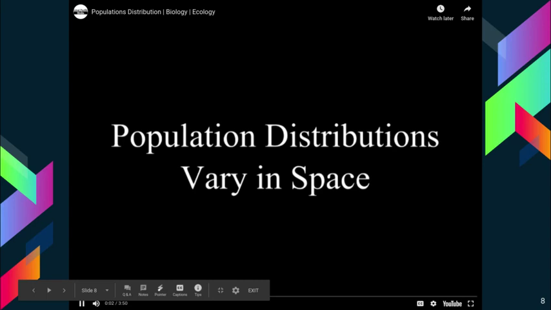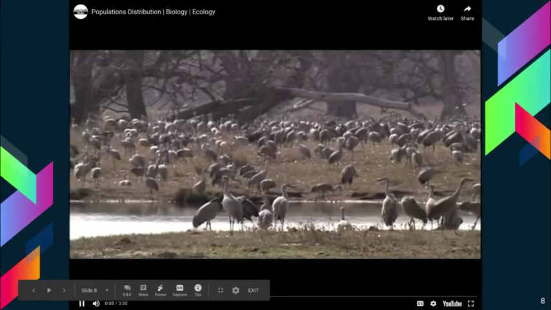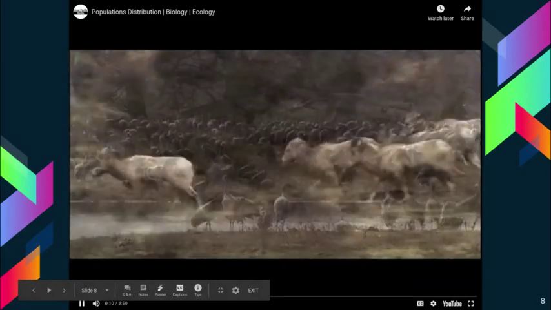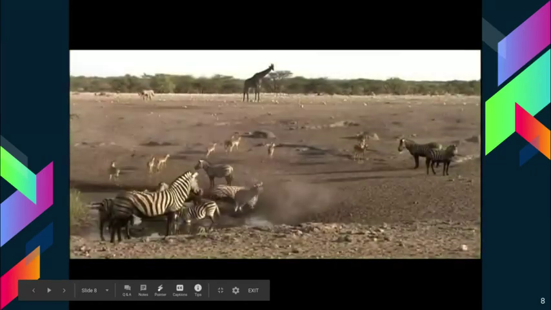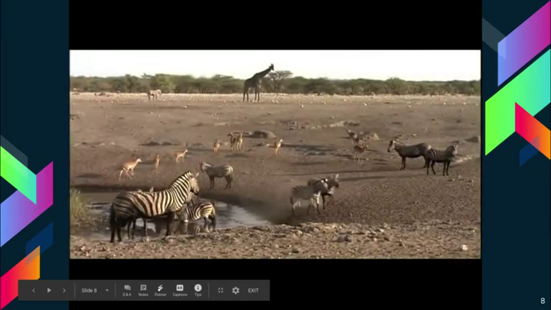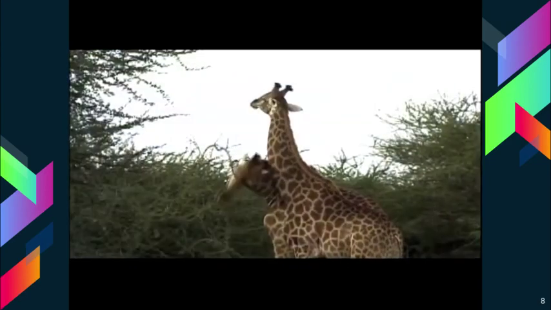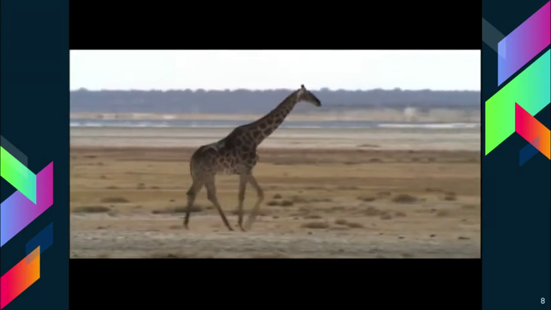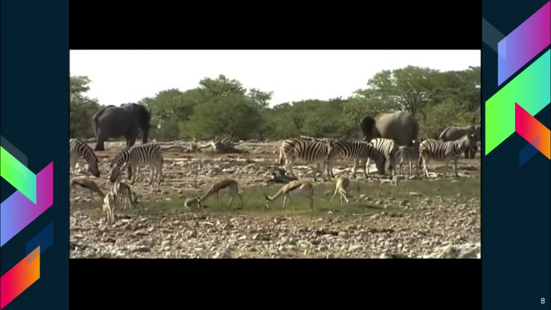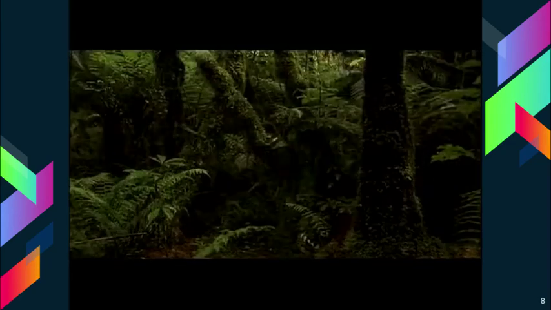We're getting there. Like I said, there's not a ton of notes on this one. We're looking at a lot of videos and pictures today. Organisms may live in flocks, herds, pairs, or as solitary individuals, or they may cluster around resources such as water holes. Distribution may vary with time, changing with the breeding season, for example. Ecologists recognize three major types of spatial distribution: aggregated, uniform, and random.